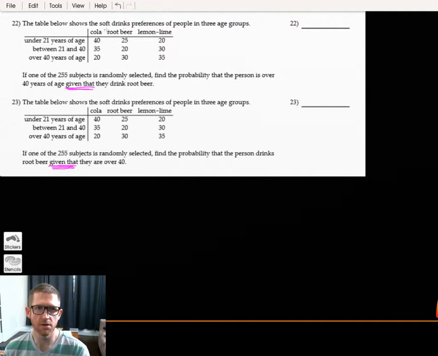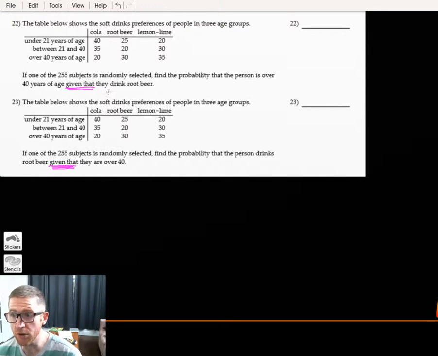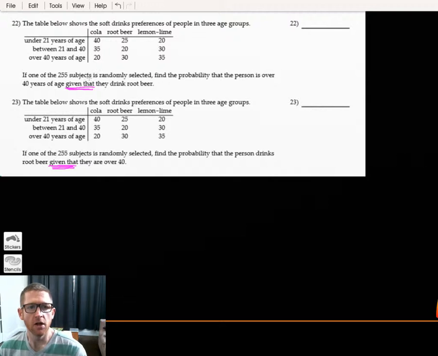The table below shows the soft drink preference of people in 3 age groups. If one of the 255 subjects is randomly selected, find the probability that the person is over 40 years of age, given that they drink root beer. So here's the rub, okay? Out of the 255, you want to know the chances that you select someone over 40 years of age, given that they drink root beer.